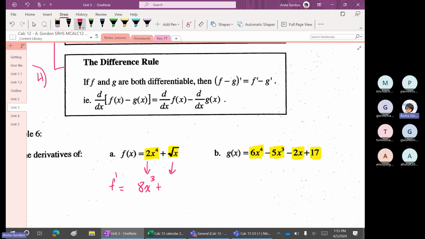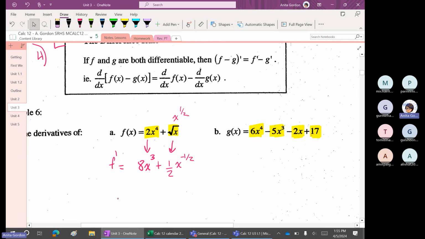8x cubed. And this one, this is the same thing as x to the 1/2. So this is 1 over 2 x to the negative 1/2. You can put them together if you like. You can factor out, what can we factor out? A 1 over 2 x to the 1/2. I'm just being picky here.